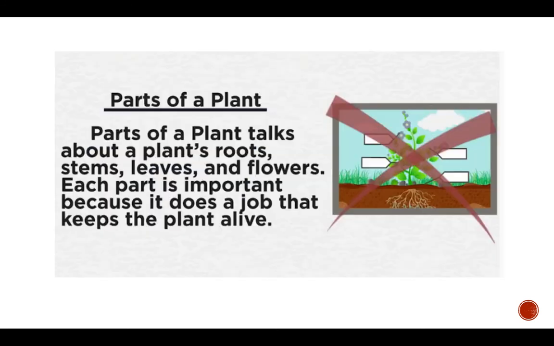What is the summary of this text? Check it. Parts of a plant. Parts of a plant talks about the plant's roots, stems, leaves, and flowers. Each part is important because it does a job that keeps the plant alive. Una vez leído el texto, podemos definir o podemos hacer este summarize, que es lo que nos permite dar a conocer o inclusive mostrarnos a nosotros mismos si pudimos entender el texto como tal. ¿Ok?